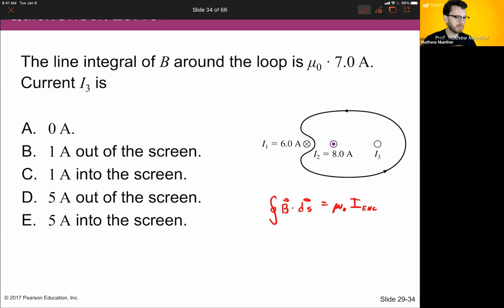Can you calculate the line integral of B around the loop? Or sorry, I'm reading the problem wrong. We know what that integral is. They give it to us, that it's mu naught times 7 amps. Can you determine what I3 has to be in this example? What's that unknown current there?